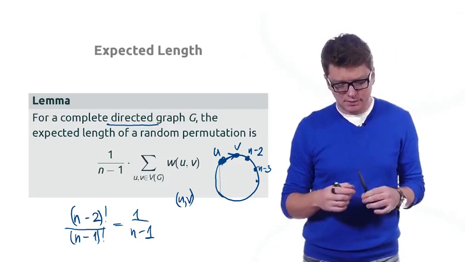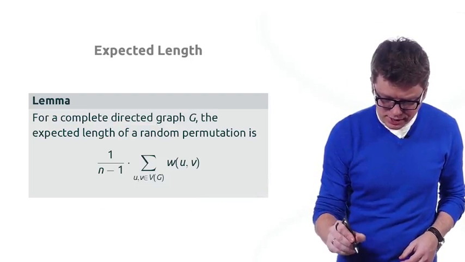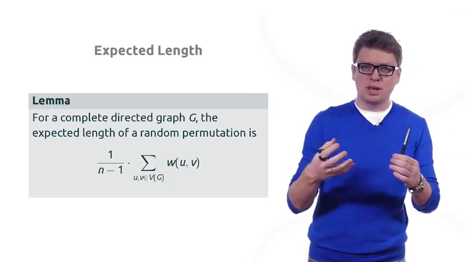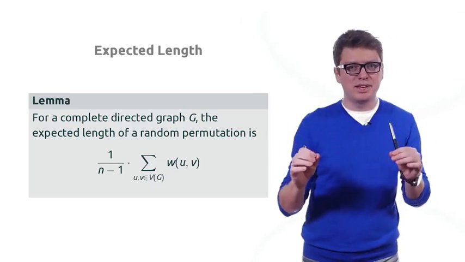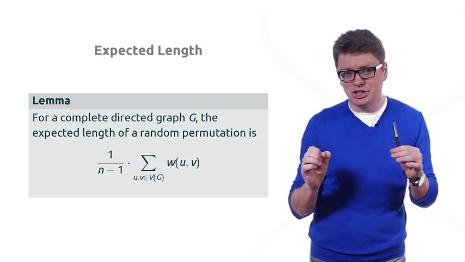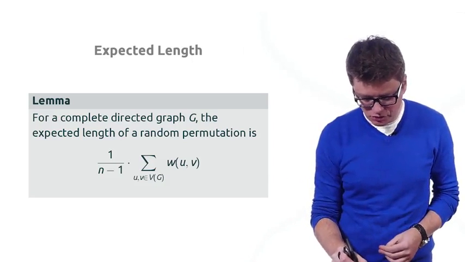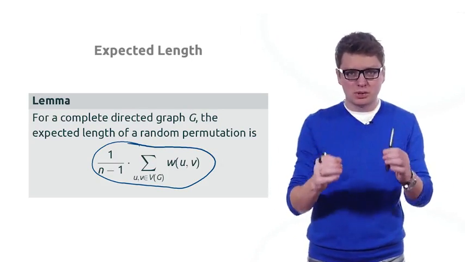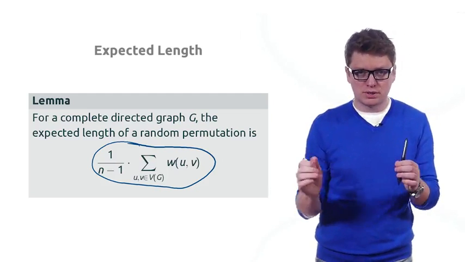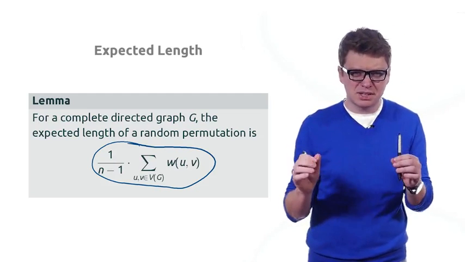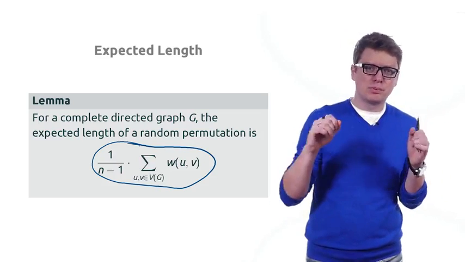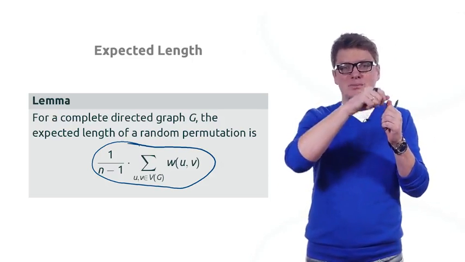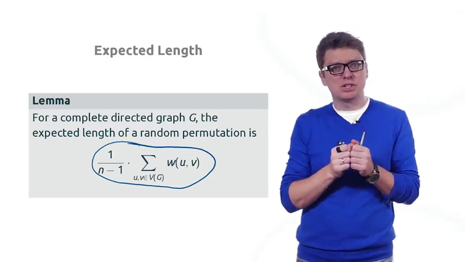Let me erase everything now and let's discuss this. This means that if in our graph we have some very heavy edge, then its weight will give a contribution to the weight of a random permutation, and this is something that we would like to avoid. Probably there are many heavy edges in our graph, but what we're looking for is some cycle that avoids all the heavy edges.